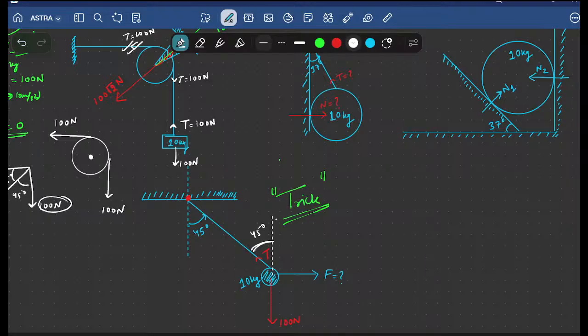Do you know how to break the force? Suppose this is a force and it is making some angle theta with some direction, with some line. Then the force which is along this line is F cos theta. Only multiply cos theta and you will get the component of force which is along the line. And this will be F sine theta.